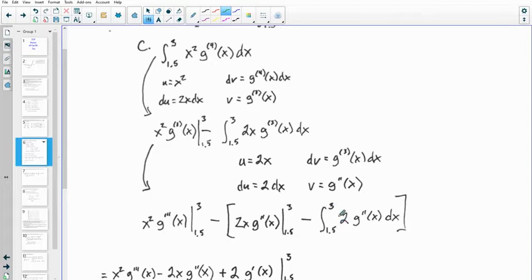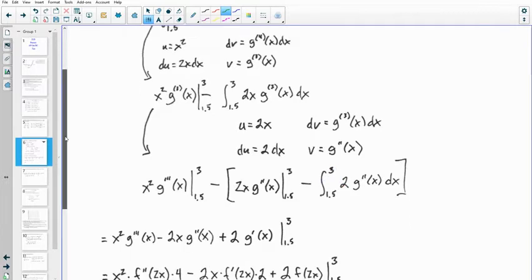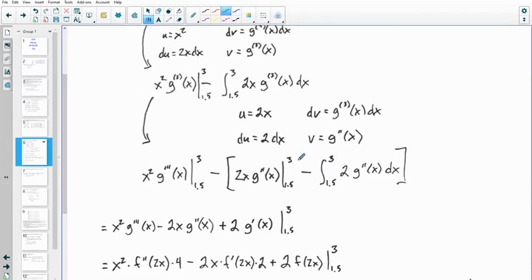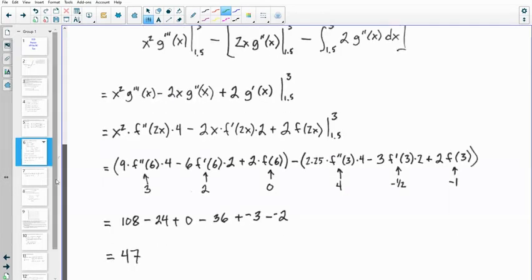And we can do that. We can pull the 2 outside and take the antiderivative of the second derivative. And I didn't really deal with the 1.5 and the 3. At the end of this, everything's being evaluated from 1.5 to 3. I suppose you could be doing some of that as you were going. I chose not to. And I just waited until the very end to start plugging in values. So plug in 3, plug in 1.5, and subtract.